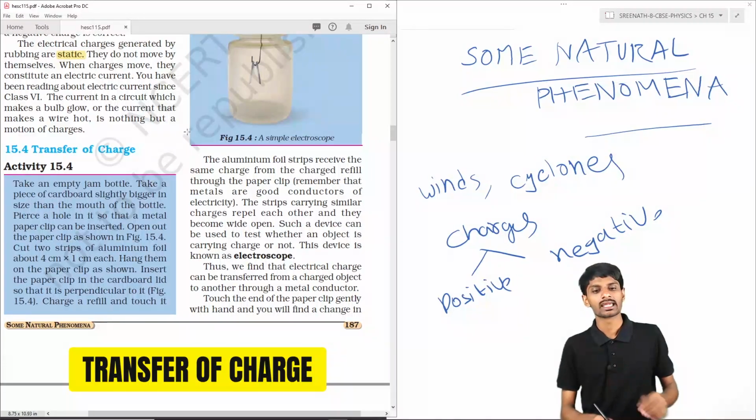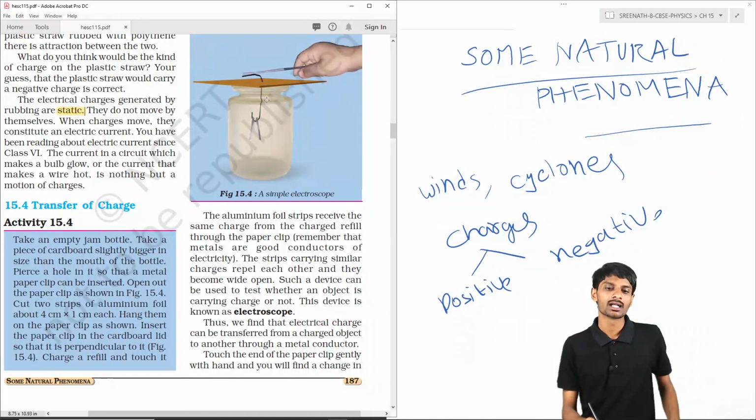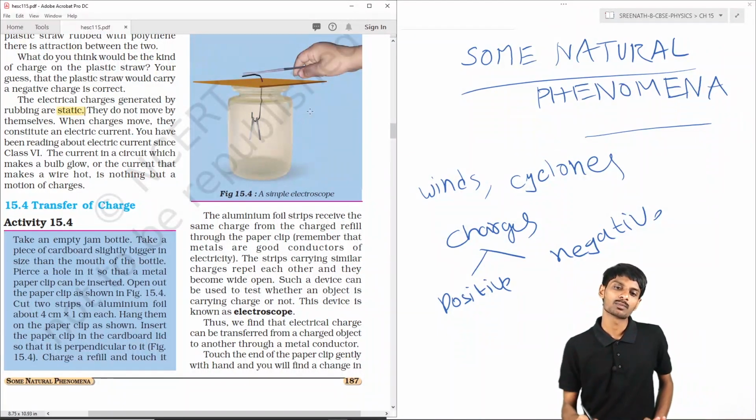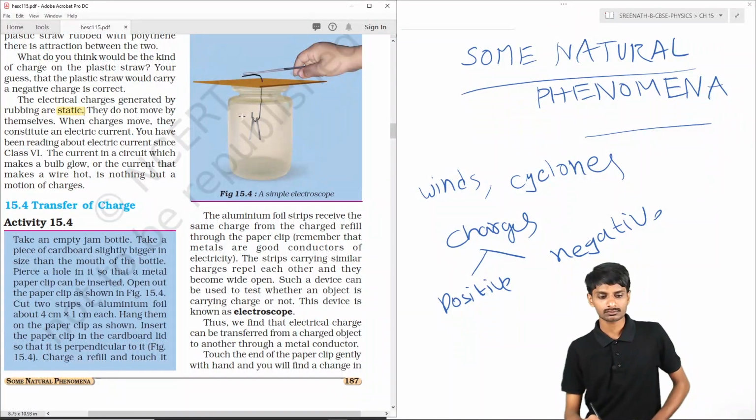For that, take an empty jam bottle like this, place a cardboard sheet on it, make a hole and tie a metal paper clip like this. Take two aluminum foils whose lengths are like this and arrange them like this. Now take the glass rod which is rubbed, which is positively charged, and touch the rod with this paper clip. What happens?